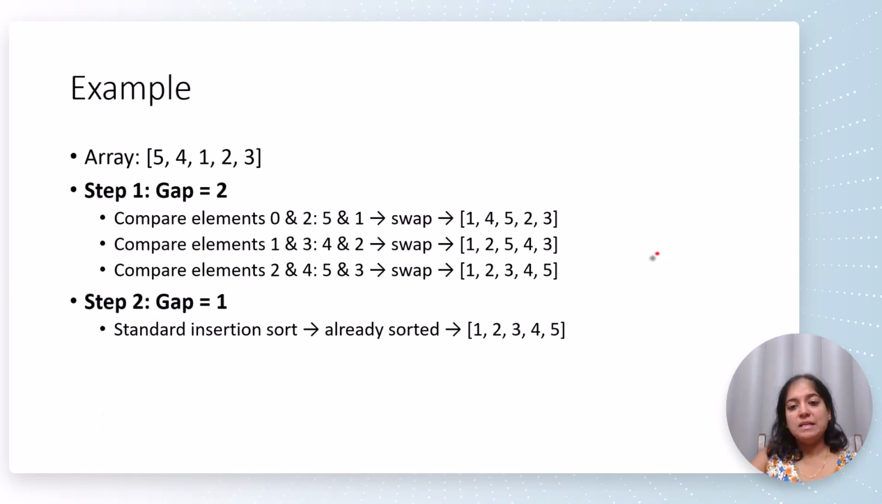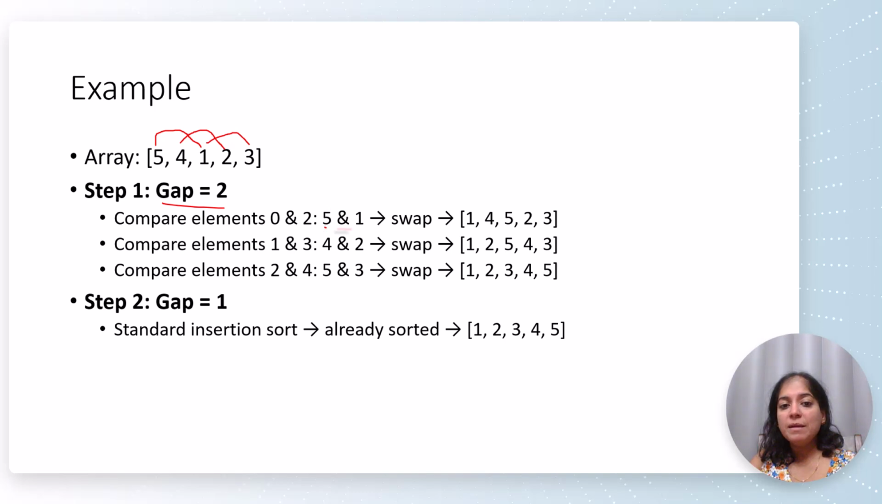Now, how does it work basically? Let's say we are having the elements 5, 4, 1, 2, 3. The initial value of gap we are taking as 2. It depends upon you what value of gap we would like to take. Here we are taking the gap value of 2. What does it mean? We will compare the elements which are at distance 2. That means we will compare the elements 5 and 1, then 4 and 2, and then 1 and 3. And we will swap if they are not in correct order.